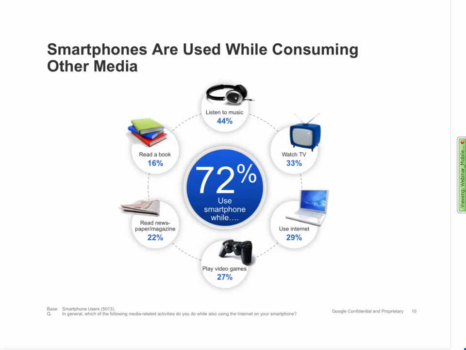Given that smartphones are used for a variety of purposes, it's not surprising to see that people are multitasking with their mobile devices. So we see that 72% are in fact simultaneous media users. And what do we mean by that?